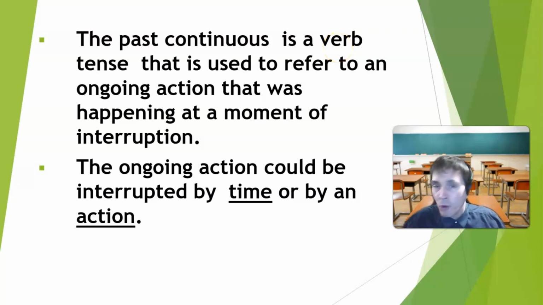Now, just a moment about the past continuous. So the past continuous is a verb tense that is used to refer to an ongoing action that was happening at a moment of interruption. So I'm going to say that once more. The past continuous is a verb tense that is used to refer to an ongoing action that was happening at a moment of interruption.